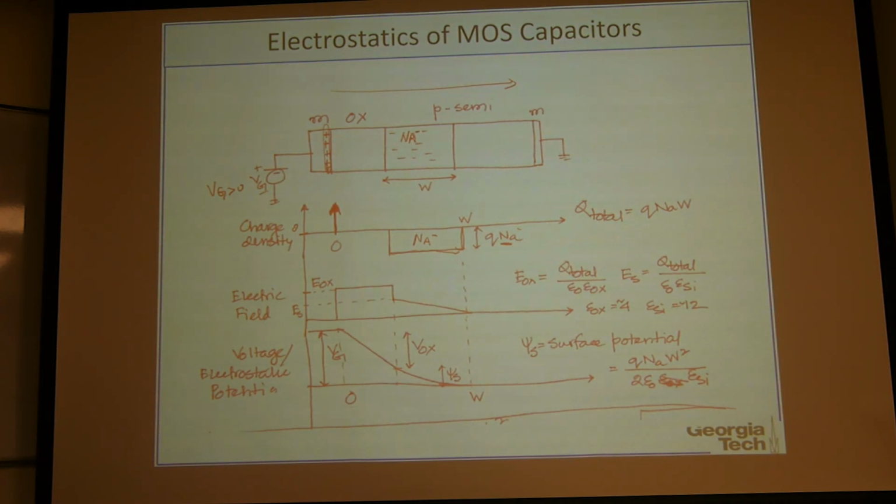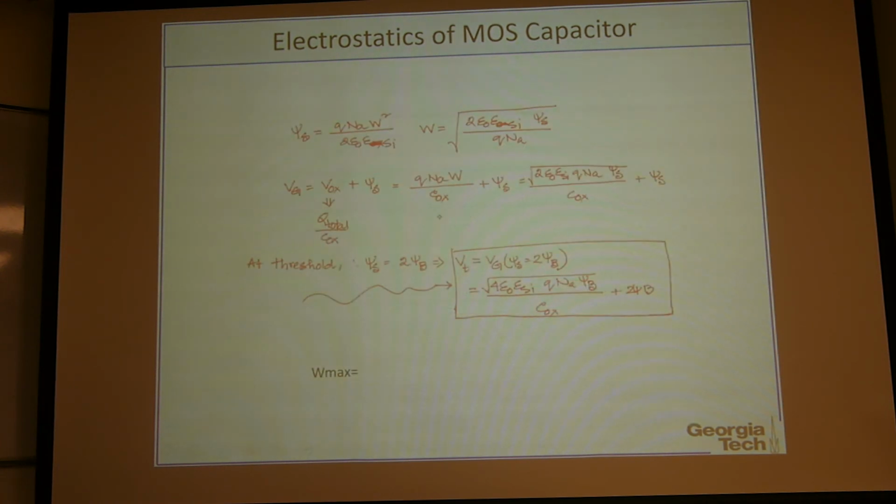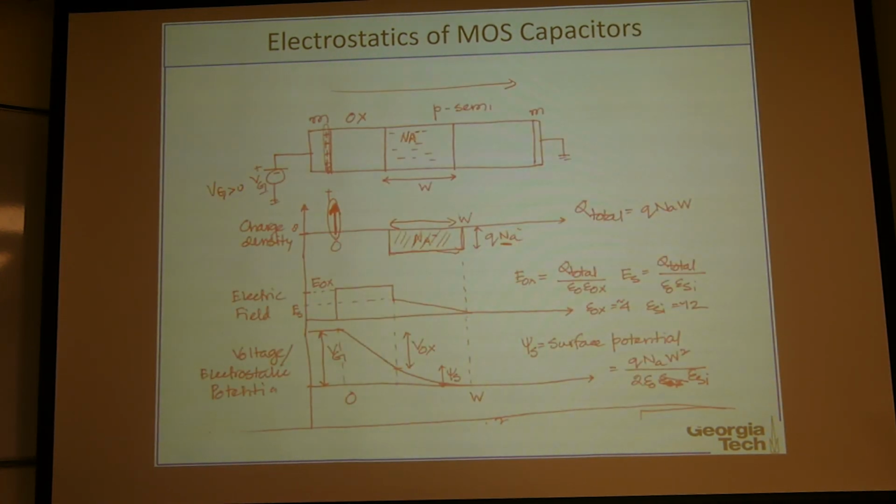So this negative charge in total will balance the positive charge here. And then what is the total negative charge? It's QNa times W, because you have W here. The density is Na, but if you consider the one-dimensional charge quantity in total, then you need to apply this one-dimensional length, which is the W here. So this is the total charge here.